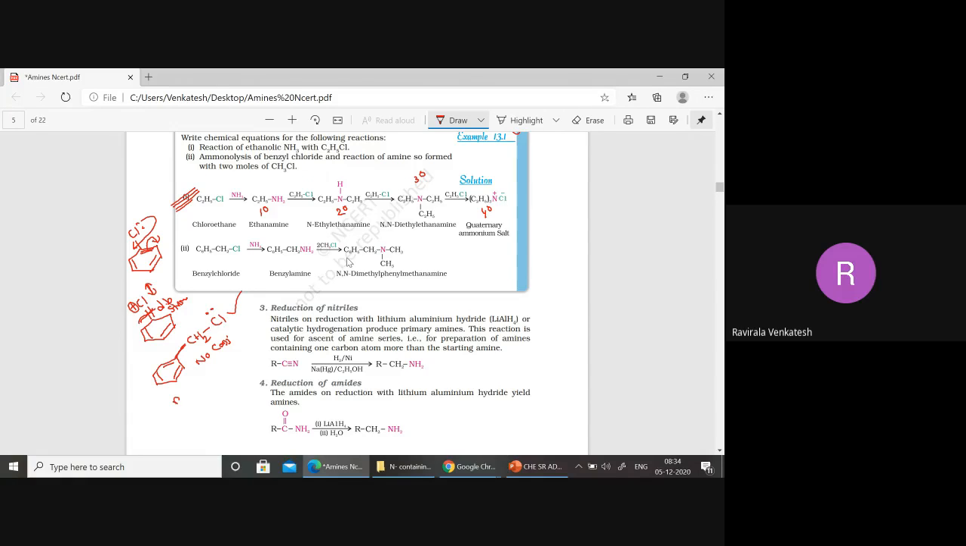This is called benzyl chloride. The name of this one is benzyl. You can take benzyl chloride for ammonolysis, but you can't take chlorobenzene. We compulsorily need an sp3 carbon over here. The sp3 carbon will prevent resonance. Therefore, we can take this one.